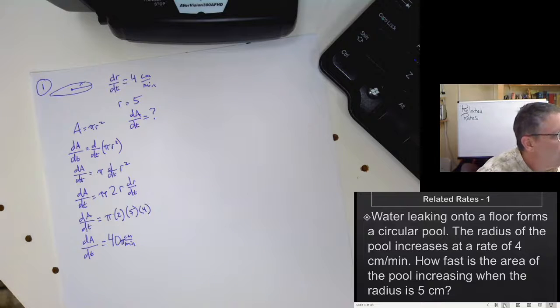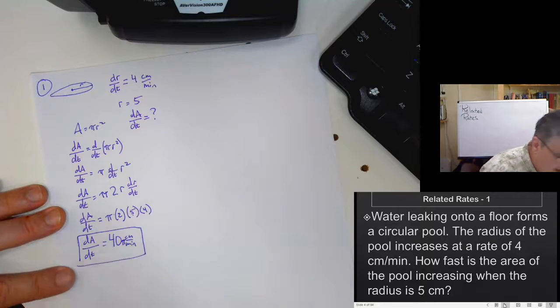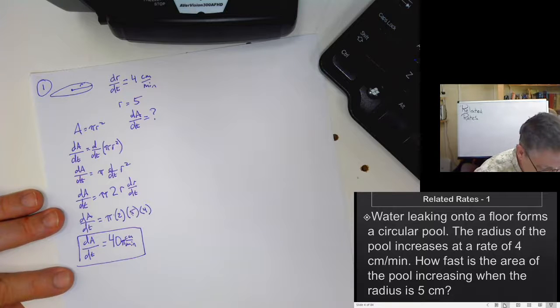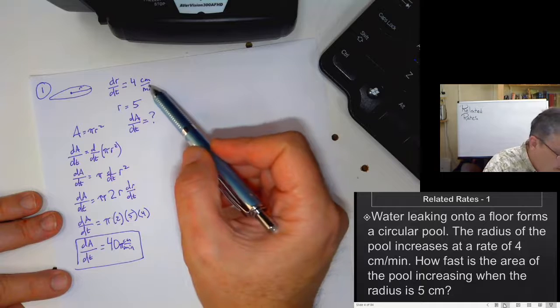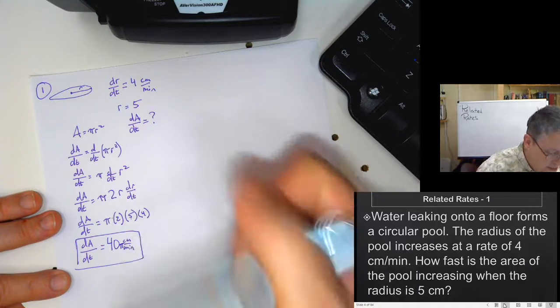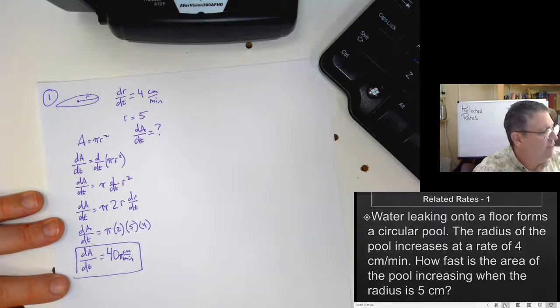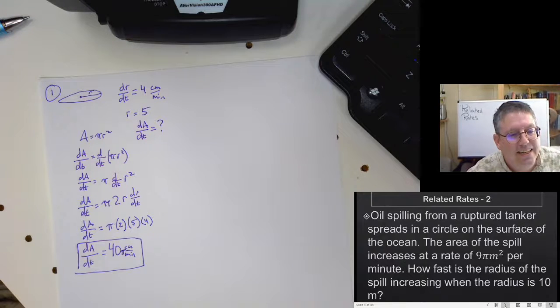Oh, I was off. Oh, I wasn't off the sheet. Good. All right. So that's all that one asked for, right? That's how fast the area is increasing when the radius is increasing at 4 centimeters per minute at a radius of 5 centimeters. So there you go. And hopefully the pi that I dropped isn't spreading that fast. All right, next question. Here we go.